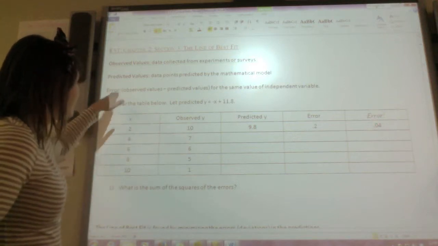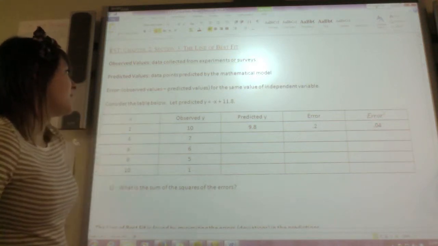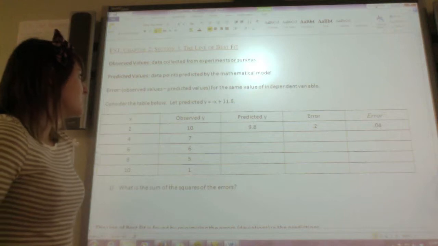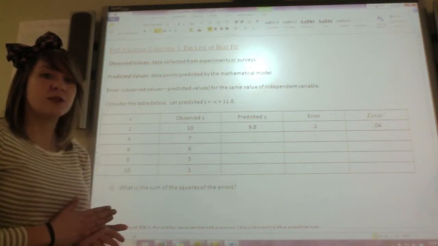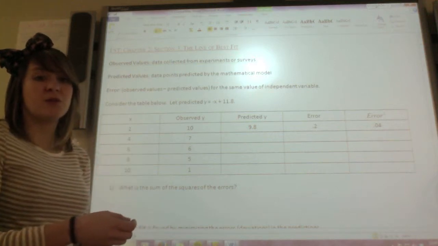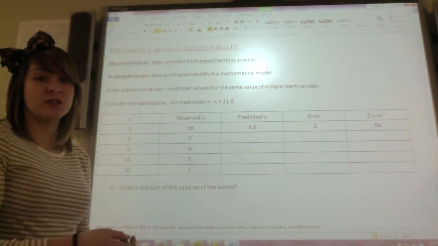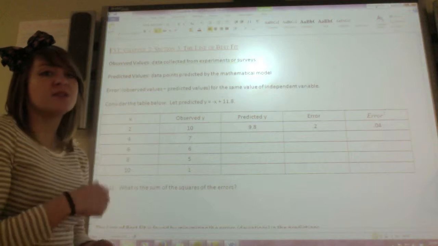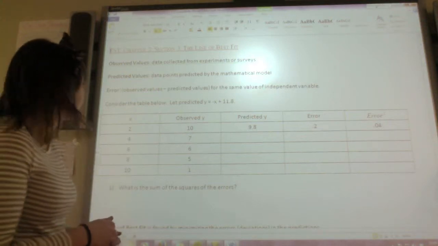Your error is your observed values minus your predicted values. So basically, if you take an observed value, a real data point, minus a data point that you plugged into an equation, which is a predicted value, that gives you the error of your model.